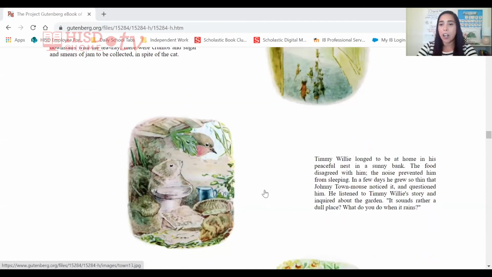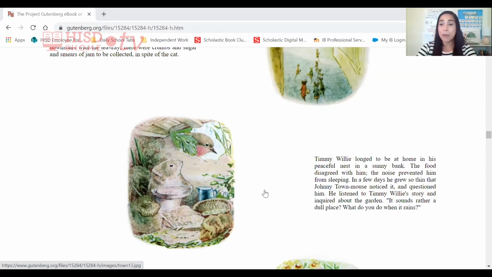Timmy Willy longed to be at home in his peaceful nest in a sunny bank. The food disagreed with him. The noise prevented him from sleeping. In a few days, he grew so thin that Johnny Town Mouse noticed it and questioned him. He listened to Timmy Willy's story and inquired about the garden. It sounded rather a dull place. What do you do when it rains?